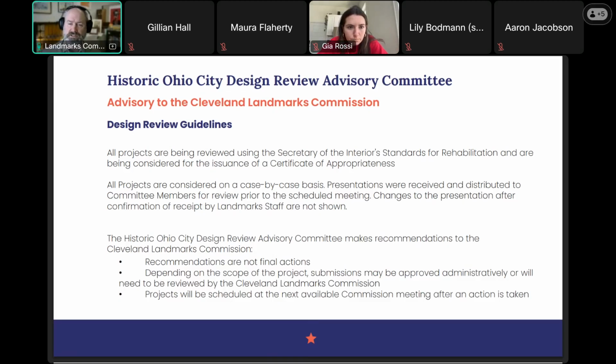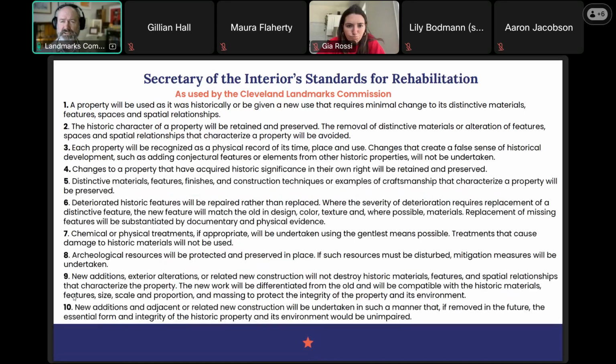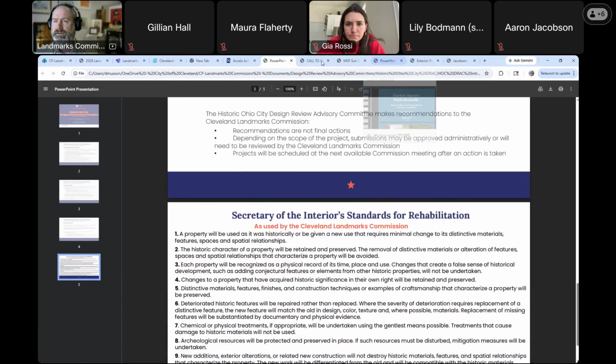The Historic Ohio City Design Review Advisory Committee makes recommendations to the Cleveland Landmarks Commission. These recommendations are not final actions. Depending on the scope of the project, submissions may be approved administratively or will need to be reviewed by the Cleveland Landmarks Commission. If that's the case, projects will be scheduled at the next available commission meeting after an action is taken. As always, we have the Secretary of the Interior standards for rehabilitation available. If anyone would like to refer to them during the meeting, I can pull that slide back up.